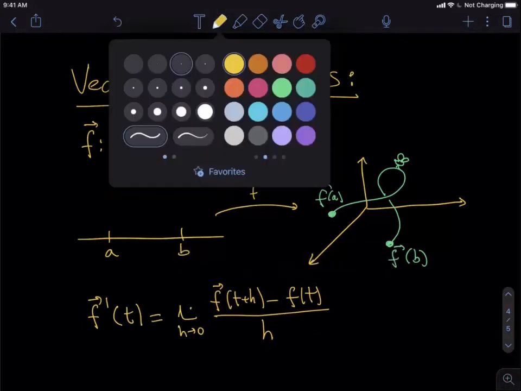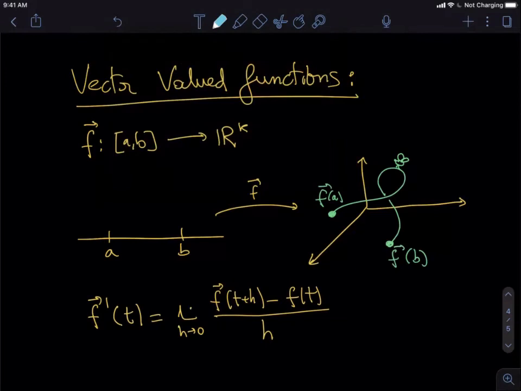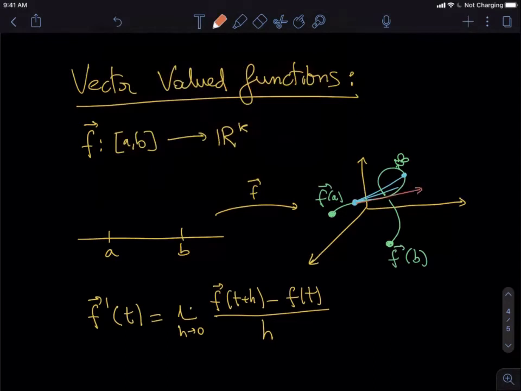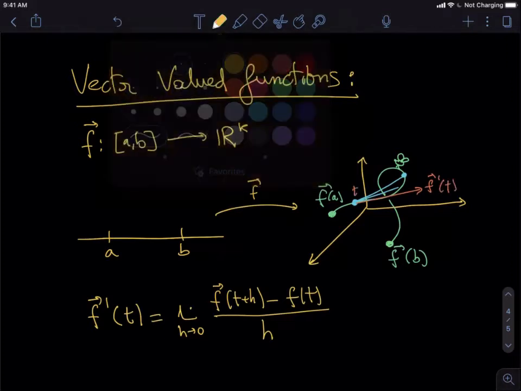Okay, and if we look at, for example, this function, if we were to find the derivative at this point, then we would be taking the differences, right? For points closer and closer. And eventually we would find a vector that is tangent at a given point. Okay, so this is t.